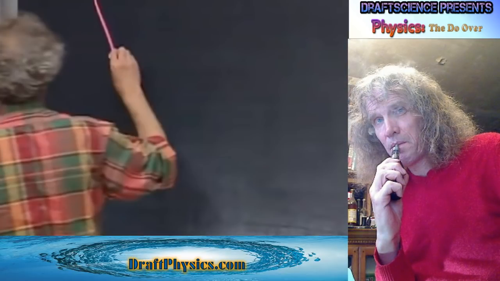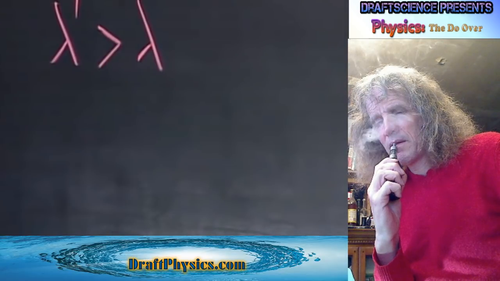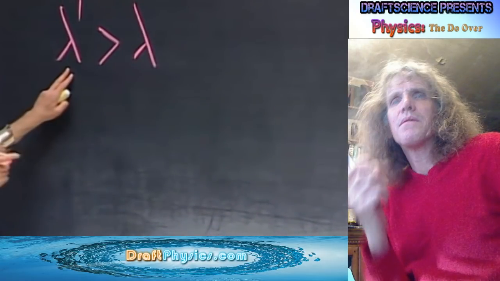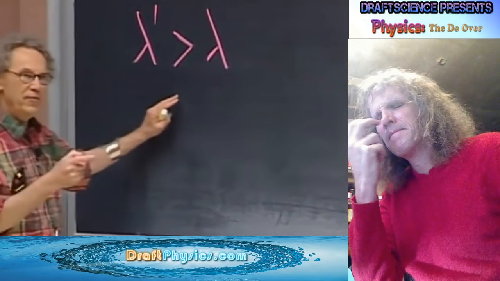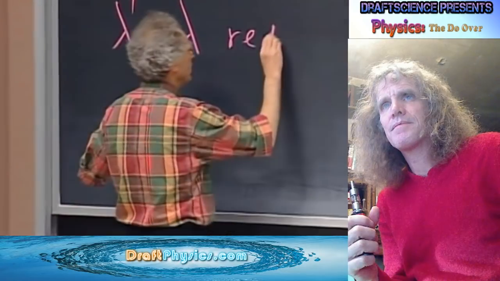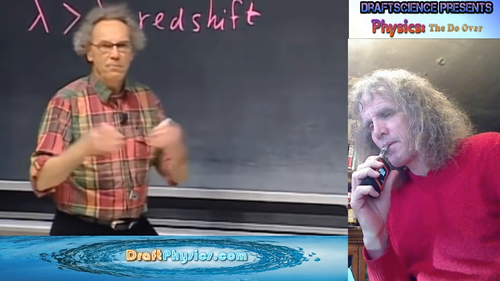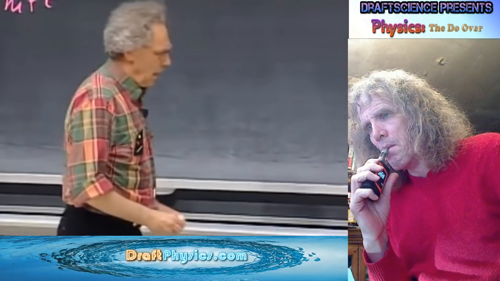I look at the star, and I see that that wavelength is longer, lambda prime is larger than lambda. Then I conclude lambda prime is larger than lambda. That means the wavelength, the way I observe it, is shifted towards longer wavelength, is shifted in the direction of the red, and we call that redshift. It means that we are receding from each other.